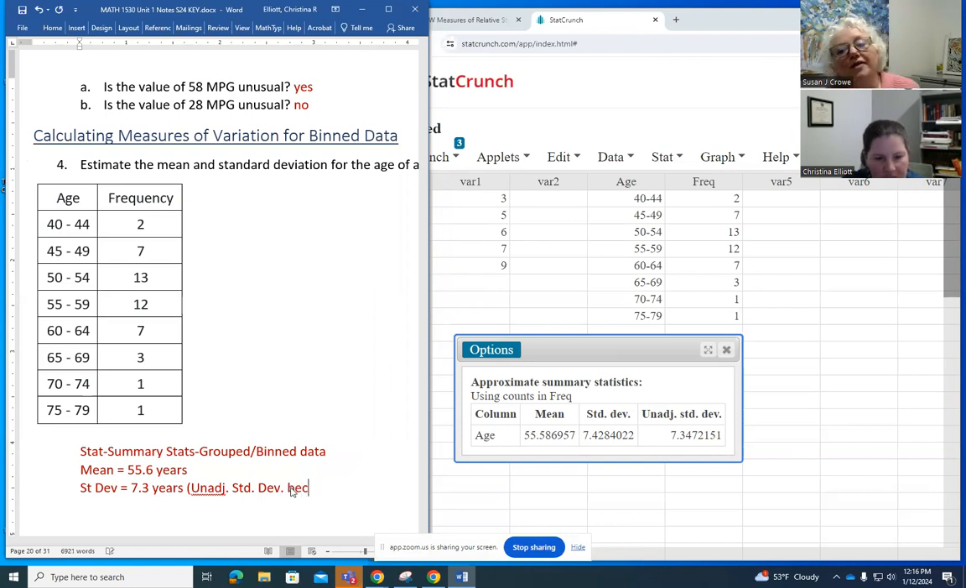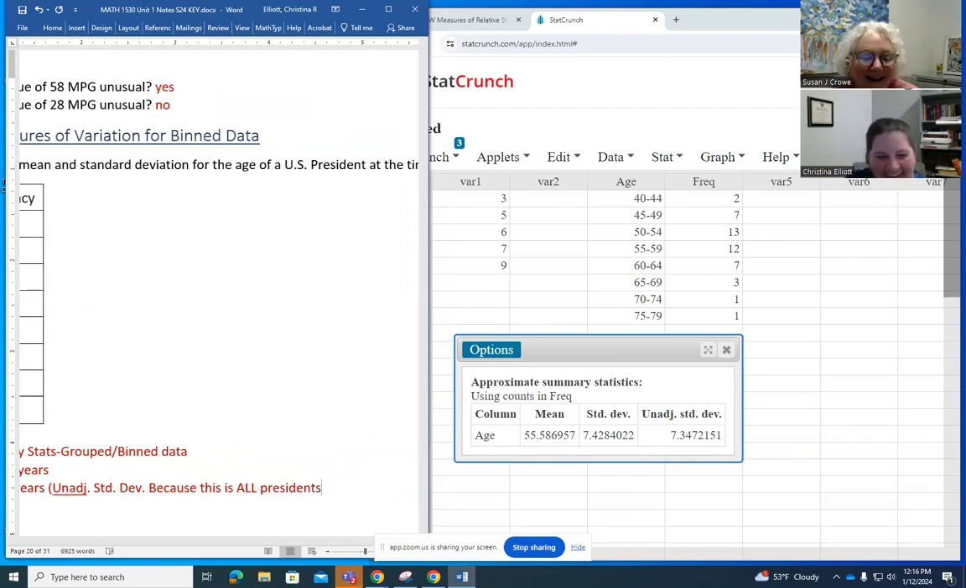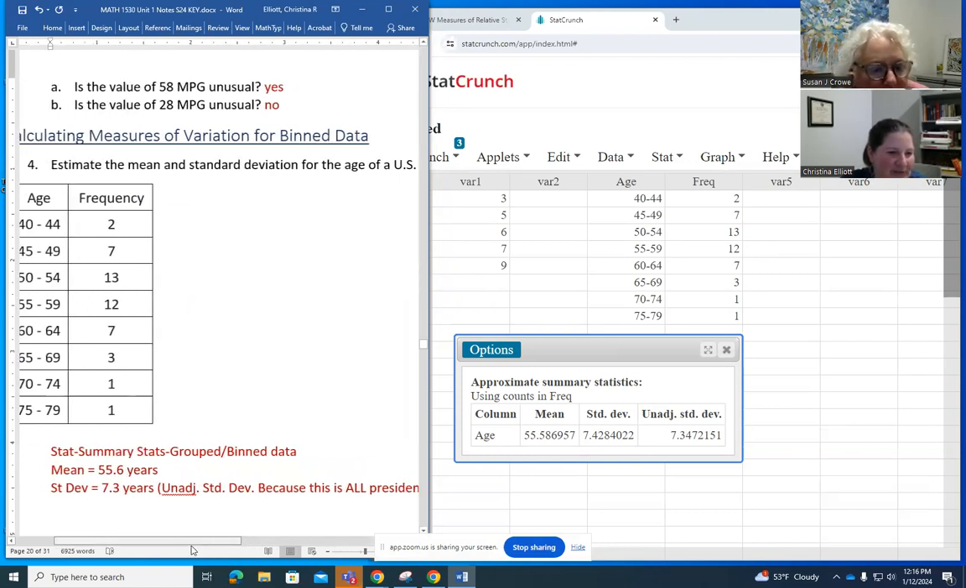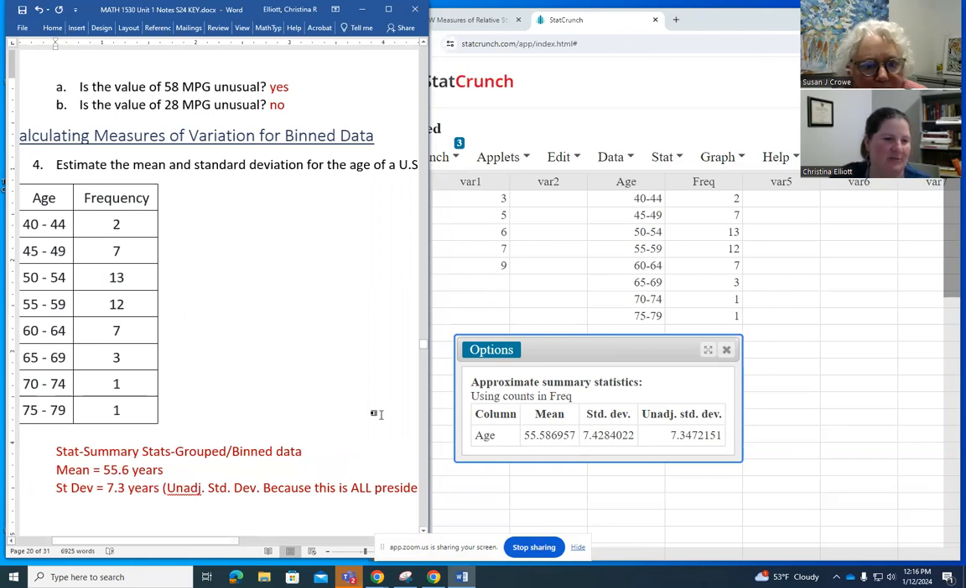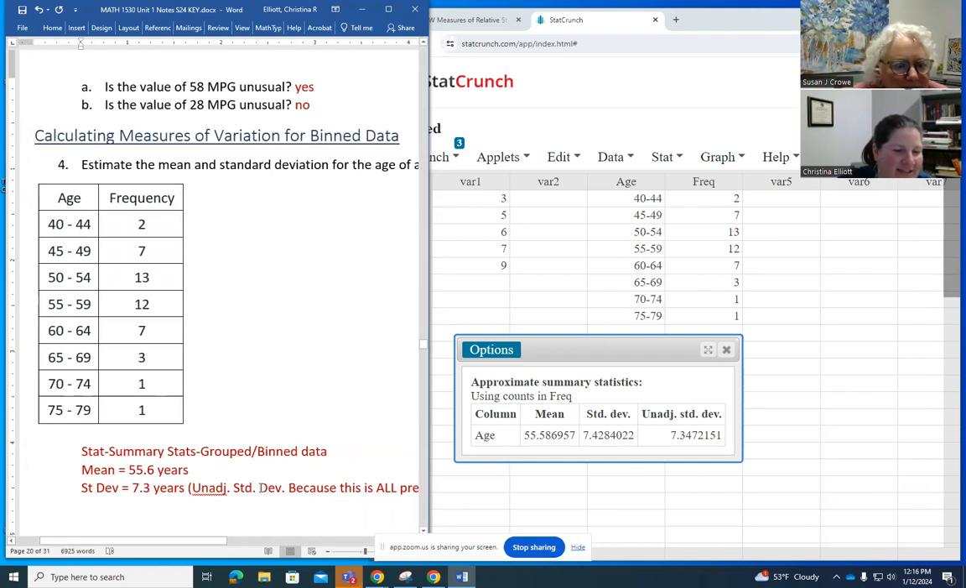Lest y'all think we script these things out before we do the videos, you can clearly see that no, we do not. I think it should be 7.3, because it is all the presidents. That was a great thing that just happened. That won't happen on your homework. It'll clearly be a sample. You'll know whether it was a sample or a population. It won't be vague like this.